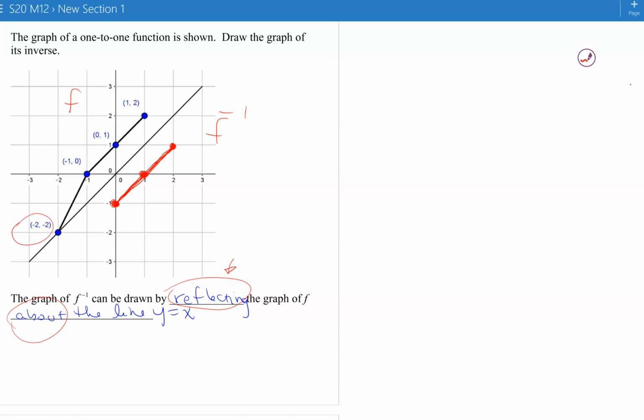And then let's think about the point (-2, -2). What that's telling us is that f of -2 is -2. Well, that means also that f inverse of -2 is also -2. So that point doesn't go anywhere, but it is also a point on the graph of f inverse. So pretty straightforward.